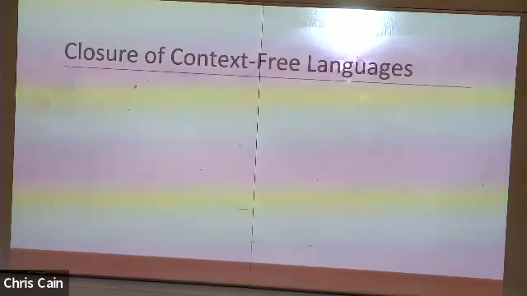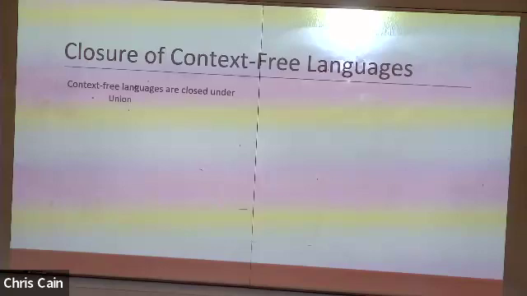So the first thing we can ask is about the closure of context-free languages. If you have multiple context-free languages, is the result of taking the union or the intersection a context-free language? That's the kind of question we can ask if we take set operations on context-free languages. So they are closed under union. By that, I just mean if you take 2 context-free languages and you union them together, the result is a context-free language, always.